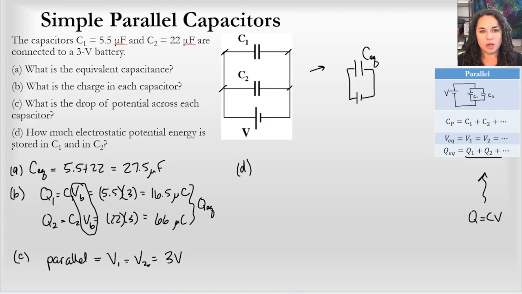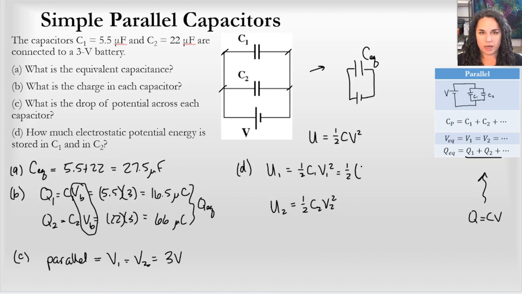Part D here, how much electrostatic potential energy is stored in C1 and in C2? So we want to find U1 and we want to find U2. We have the charge on both of them. We have the voltage on both of them. We have the capacitance. If I am using my most accurate numbers, I always go back to what I was given in the problem. I was given capacitance and voltage, so I would probably do 1/2 CV squared. So I'll go 1/2 C1 V1 squared, 1/2 C2 V2 squared.